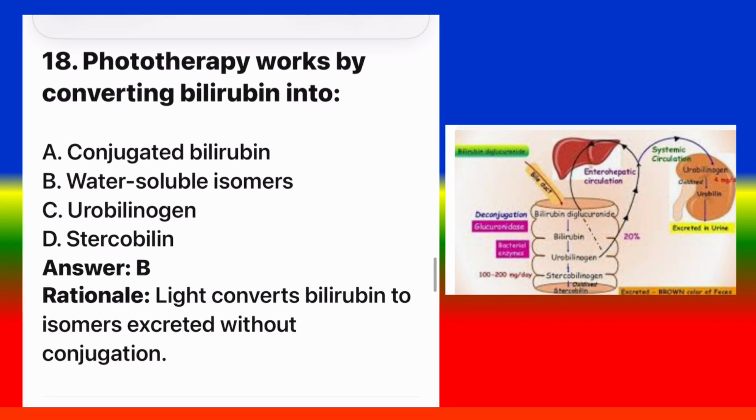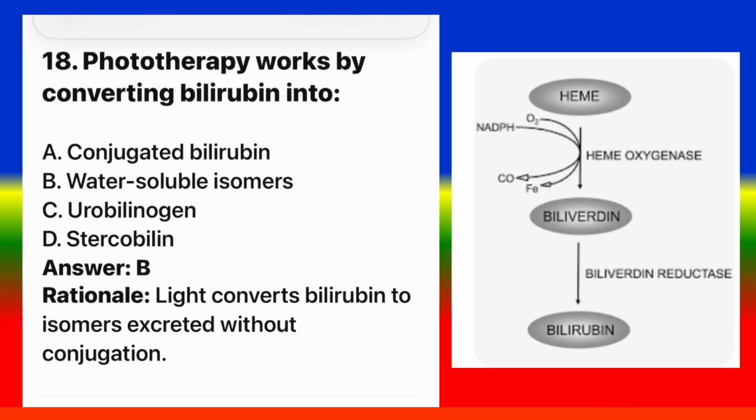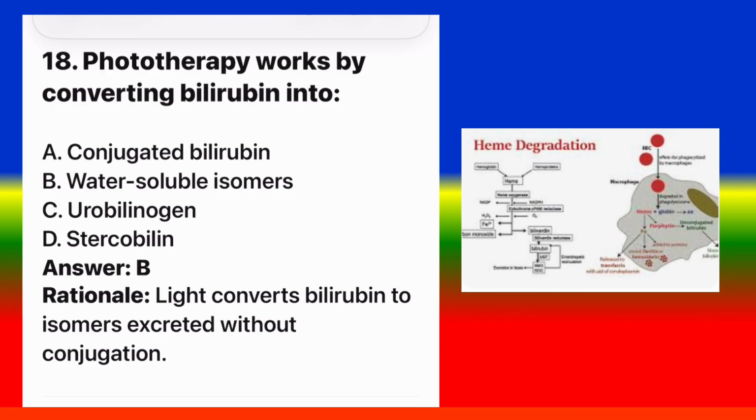18. Phototherapy works by converting bilirubin into: A. Conjugated bilirubin, B. Water-soluble isomers, C. Urobilinogen, D. Stercobilin. Answer B. Rationale: Light converts bilirubin to isomers excreted without conjugation.